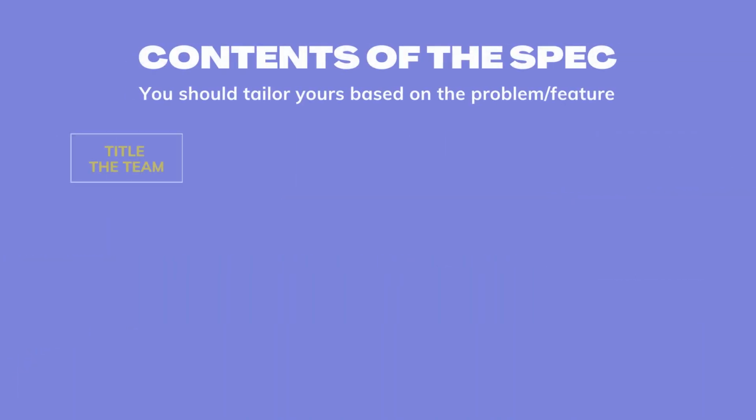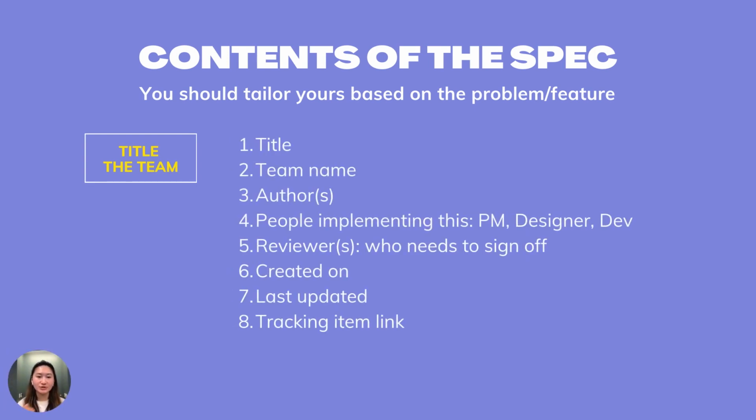Let's start with what we should have first, which is the front matter, the obvious. What is the title of your spec? What team you're on? Who's writing it? And the people implementing this: names of the PM, designer, dev, tester, QA. Remember, accountability happens right here.